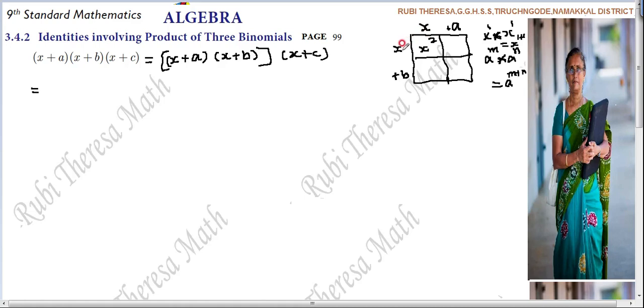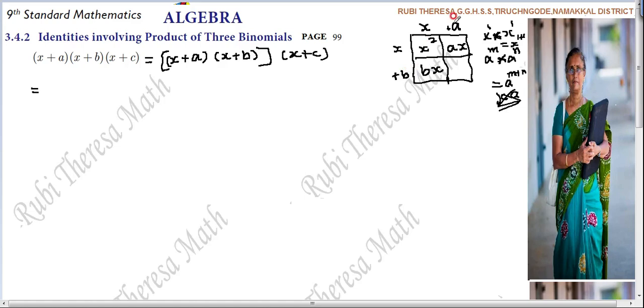Then X into A, how you have to write? AX. I told you many times, the variable you have to write last. X is the variable here, so we write AX. We should not write XA. You should not write XA. Understand? Then B into X, what is it? BX. Since it is plus, I am saying directly, plus into plus, plus only.